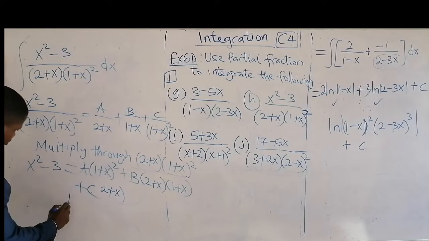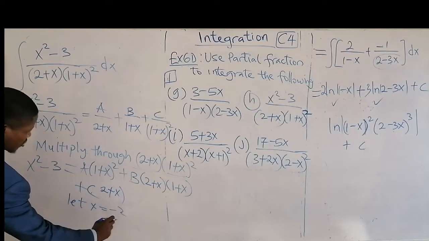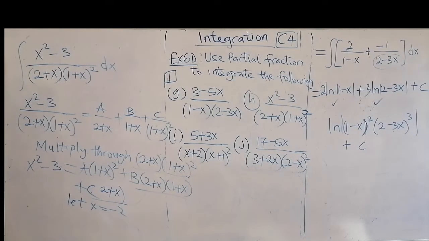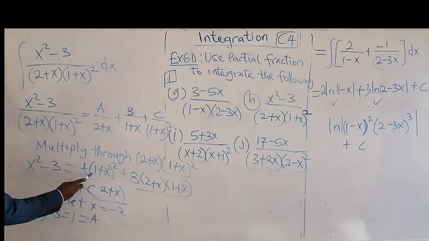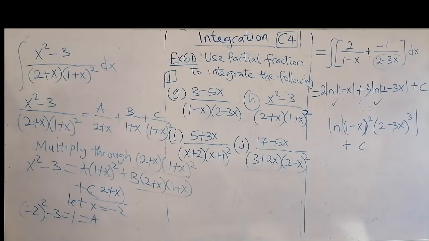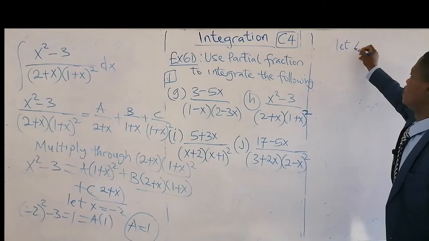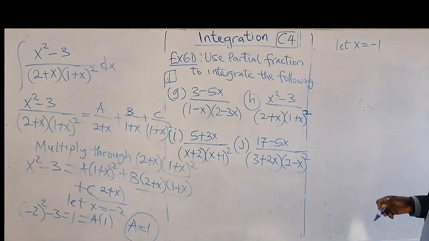So what we can quickly do is let x be equal to minus 2. So this expression will cancel, and this expression also will cancel, so we can generate A. For the left, we have 4 minus 3, that's minus 2 squared minus 3, which is 1, equal to A times 1 plus minus 2. That's minus 1, which is 1. So A is 1.